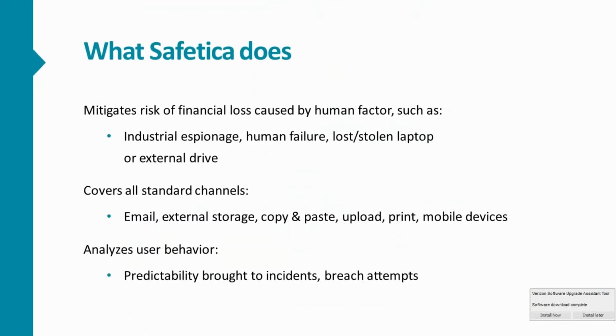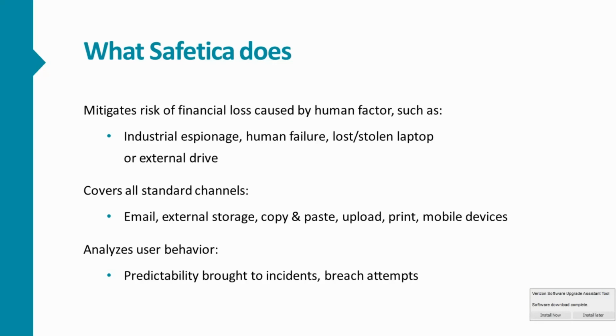And here we just basically present to the customer what we do, or what Safetica does. So the first point is: mitigates risks of financial loss caused by human factor, such as industrial espionage, human failure, lost or stolen laptop or external drive. What is the word "mitigates", or why is it here?